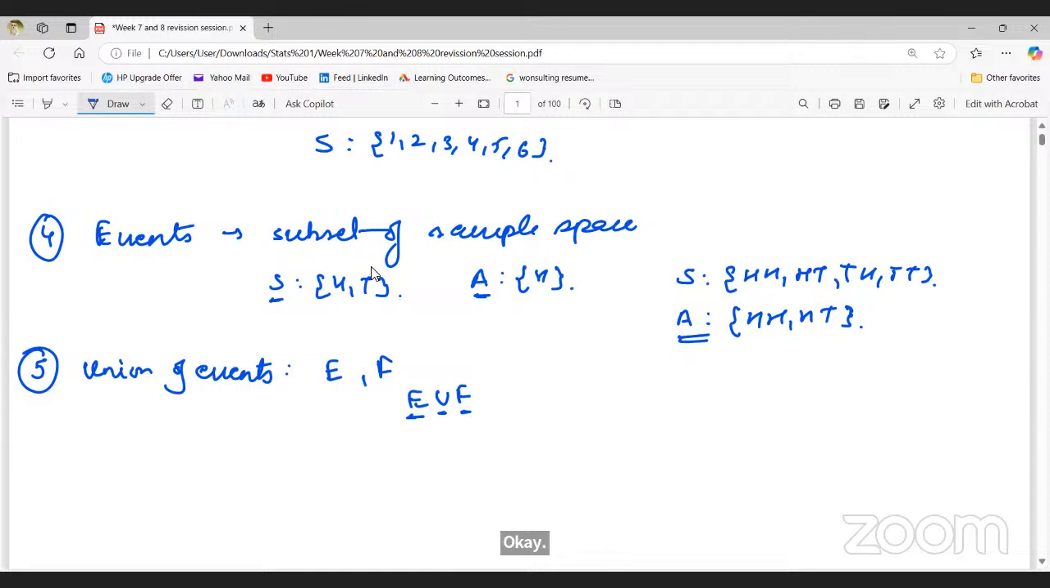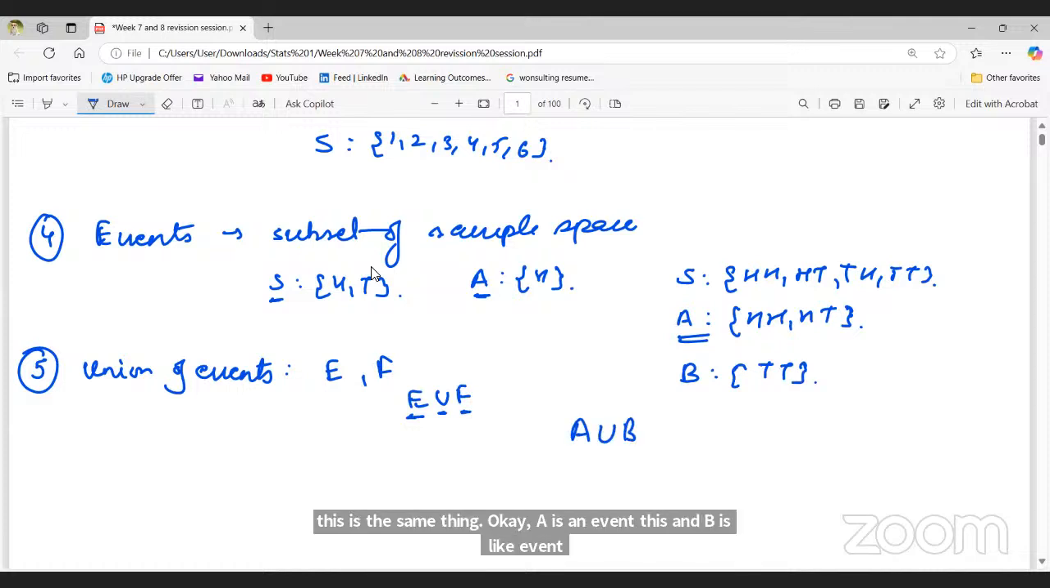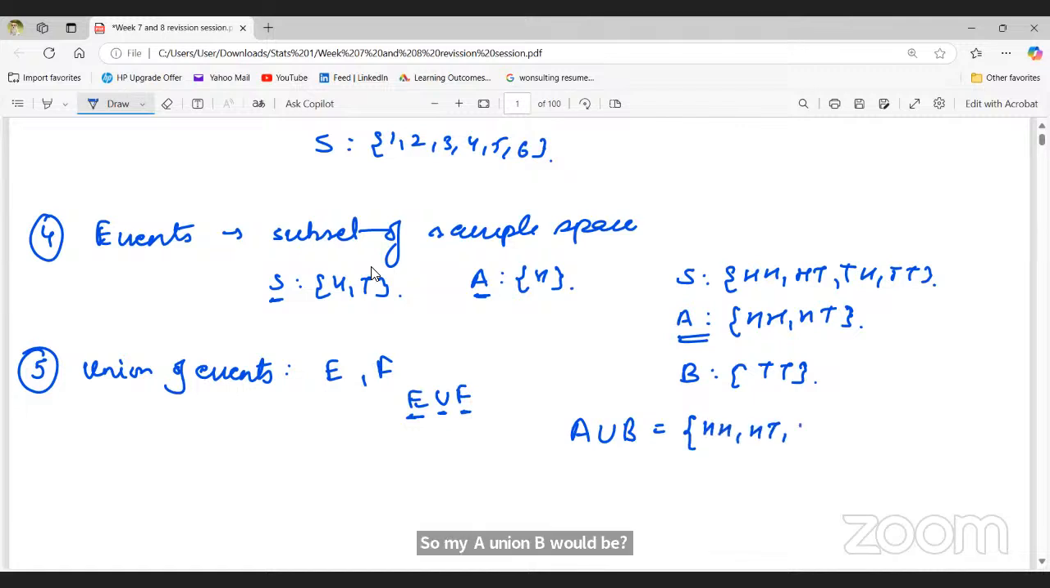Then for example, A is an event and B is an event TT. So my A union B would be HH, HT, TT. Correct. Okay. Everybody is clear with the term union of events? Yes, ma'am. Then comes the intersection.